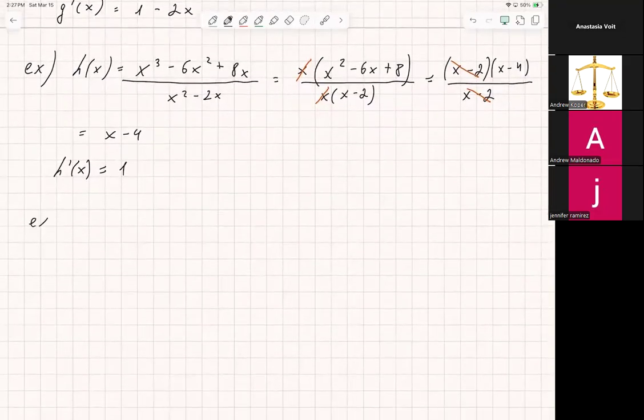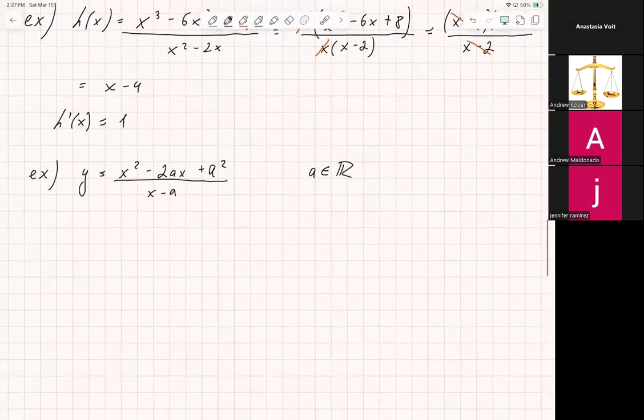Okay, next example. y equals x squared minus 2ax plus a squared over x minus a. a in this case is any number. First of all, you can again use the quotient rule, or we can just simplify it and see if we can use the power rule.